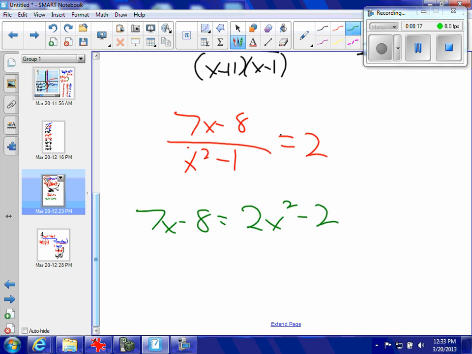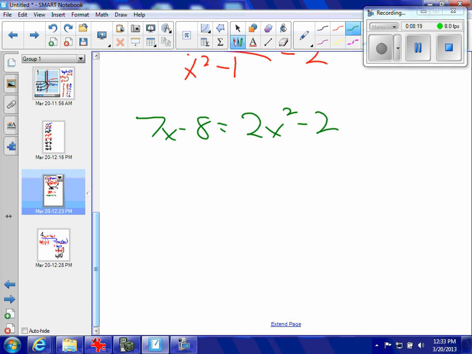Okay. So now I'm going to get everything on one side, because I have a quadratic here. I want to solve a quadratic, so I make it equal to 0. So I'm going to subtract 7x, and I'm going to add 8 to both sides. So I'm going to get 2x squared minus 7x. I'm adding 8 to both sides. That would be plus 6 is equal to 0.